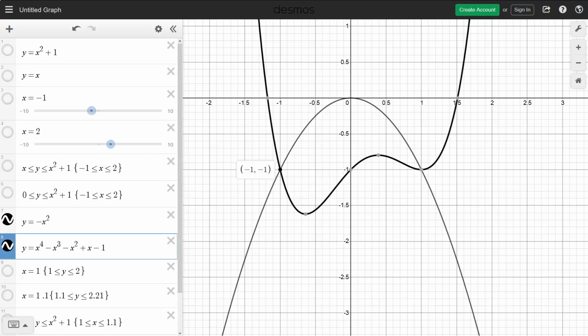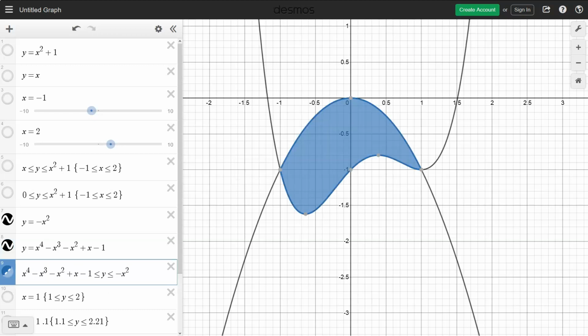Although from the graph here, you can inspect that it looks like negative 1 and 1 are where they intersect, and we'll verify that. So what we're looking for is this region here. Okay, so that's the region we're trying to find the area of. Same situation: we've got a graph of a function on top, a graph of a function on the bottom, so we're going to take the difference. The only difference here is we need to figure out where the limits of integration are. And I'll show you how you can do that right now.